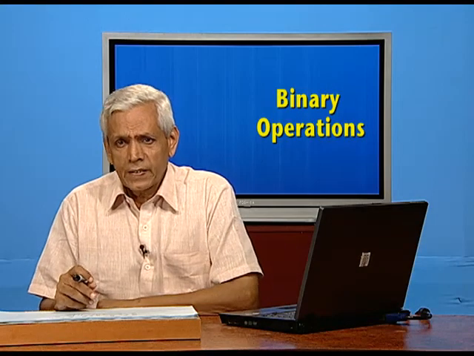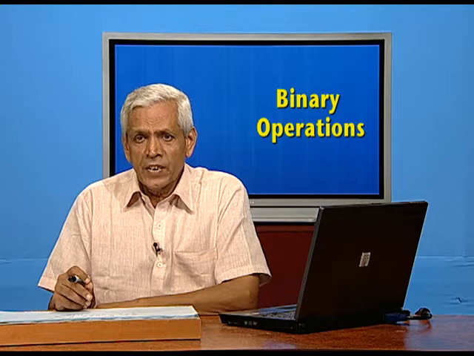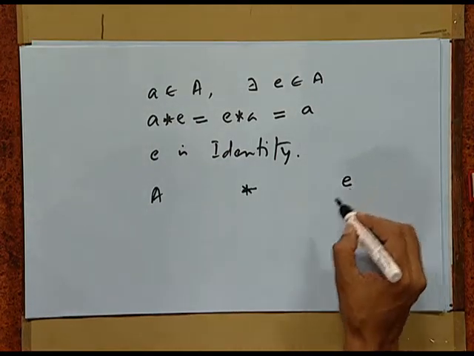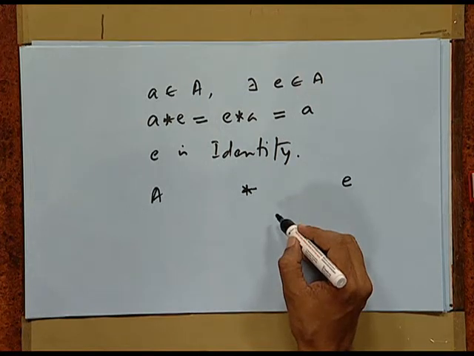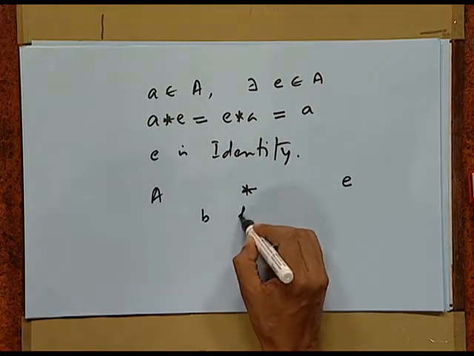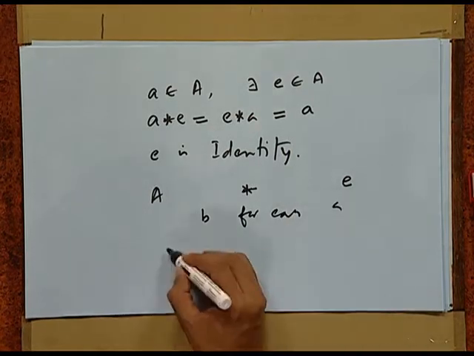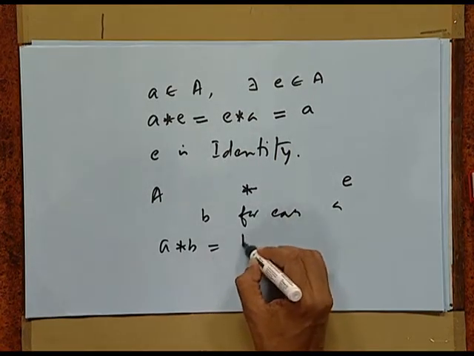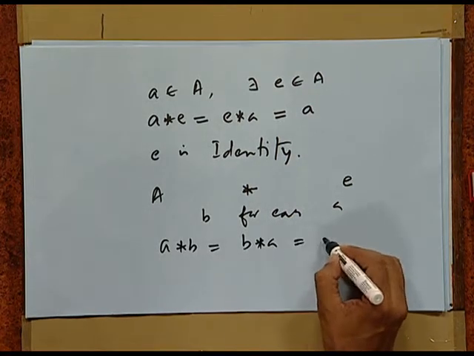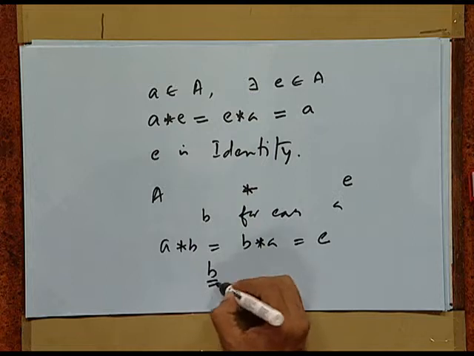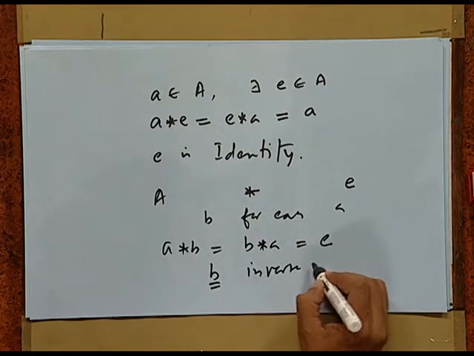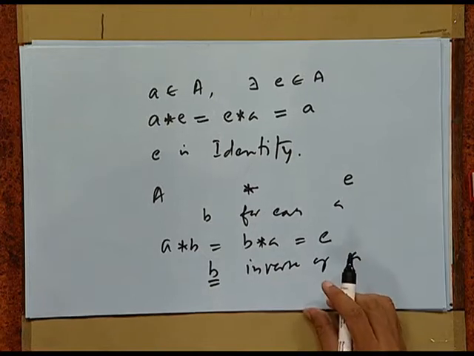Similarly, we have one more case known as inverse of an element. For instance, we have a set with an operation star with identity e. If we can find an element b for each a such that a star b is equal to b star a is equal to e, then this b is called the inverse of a, and whenever b exists we say a is invertible.